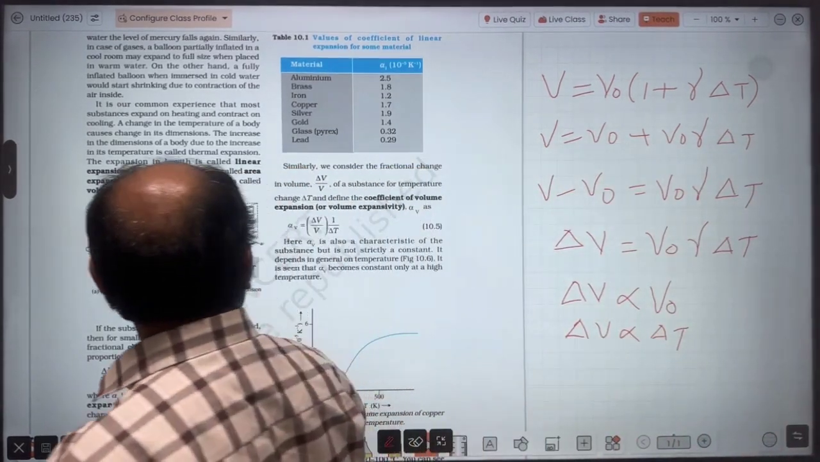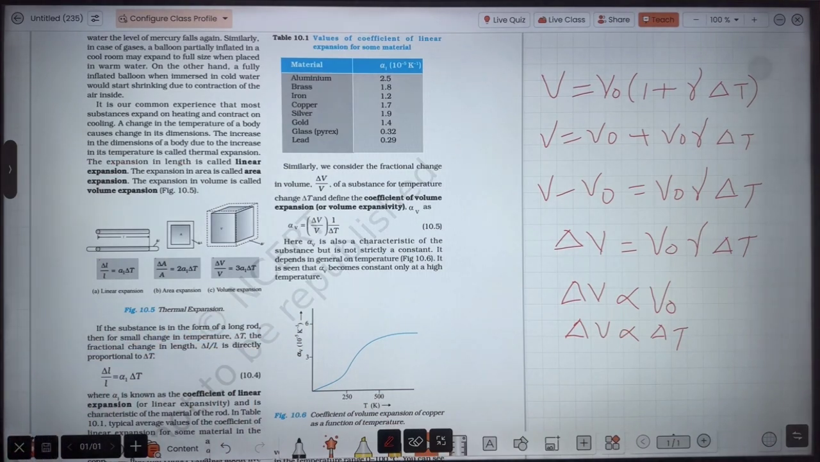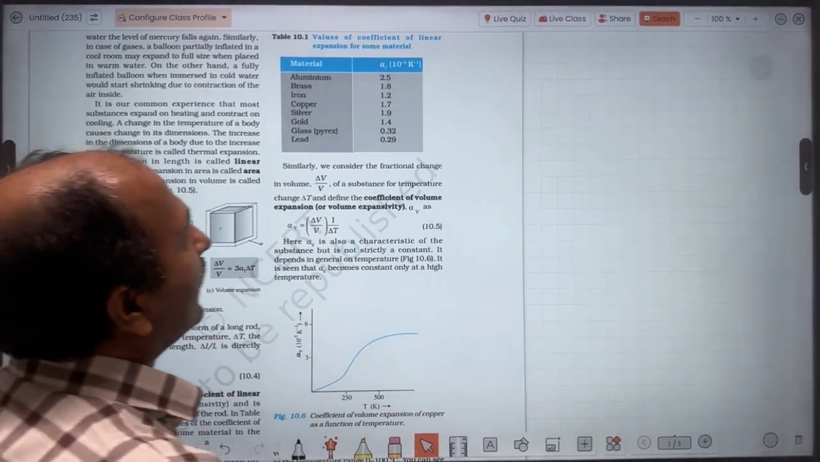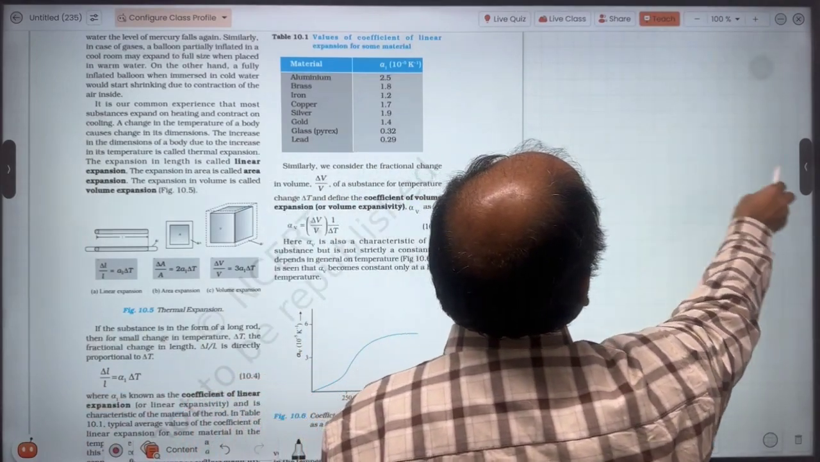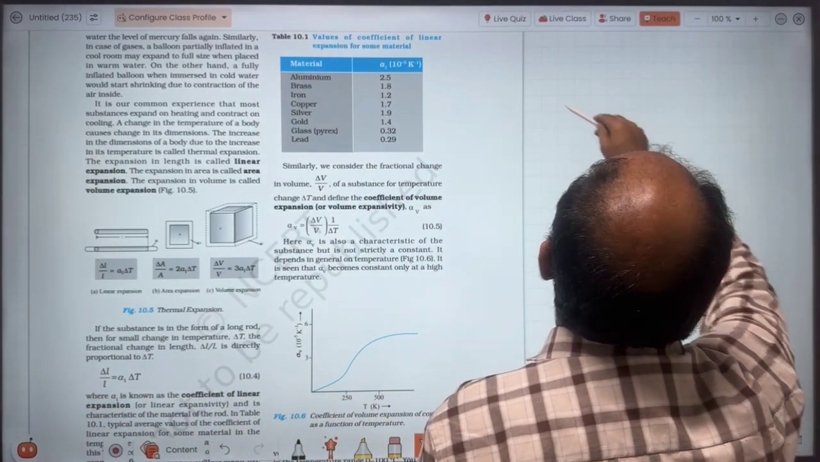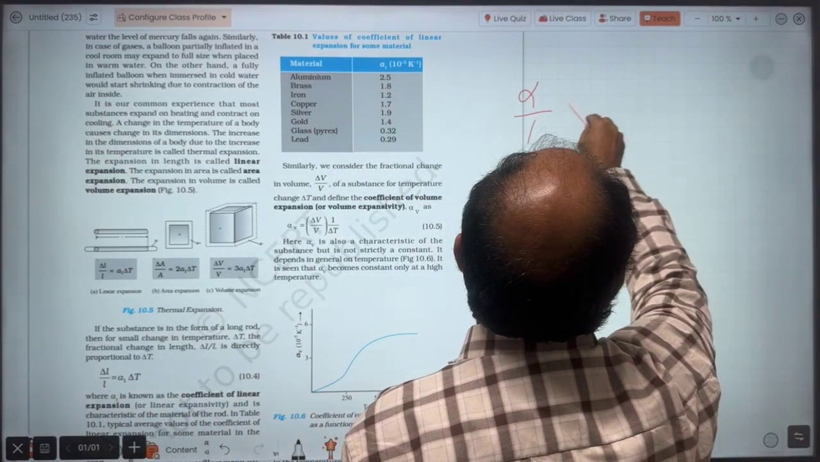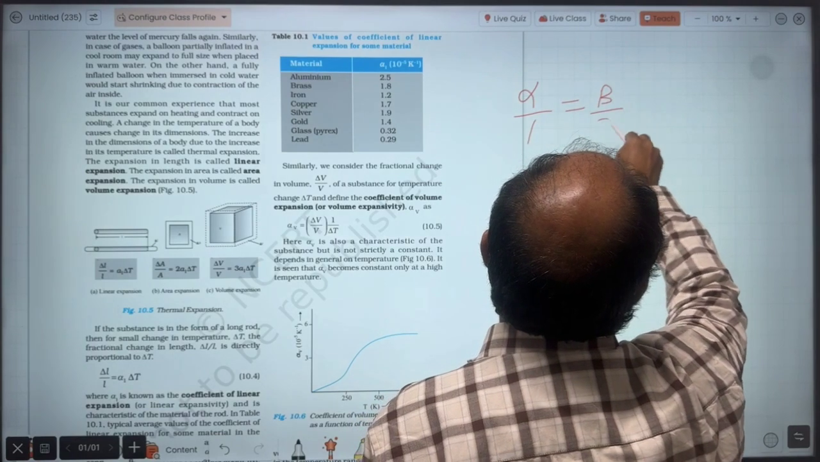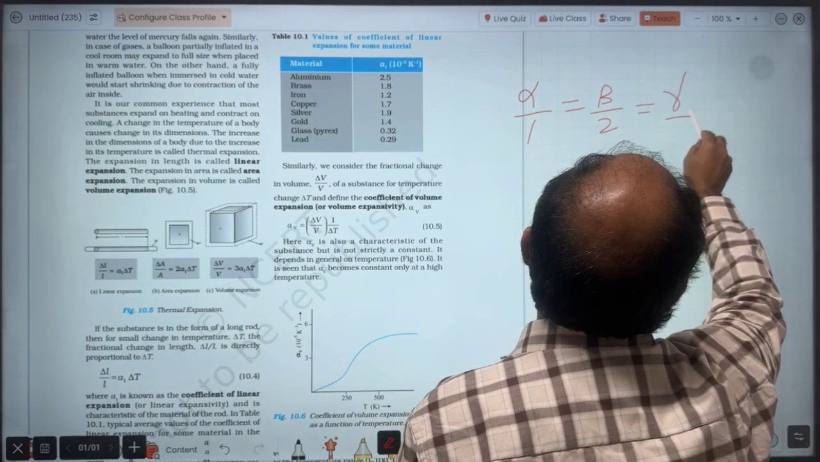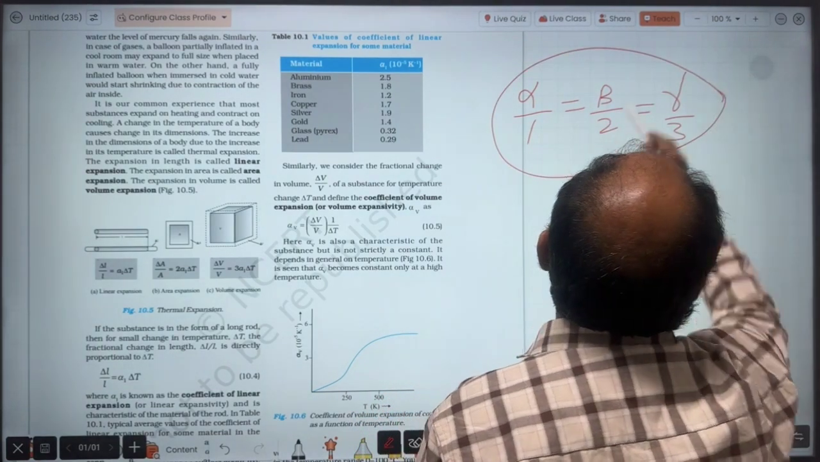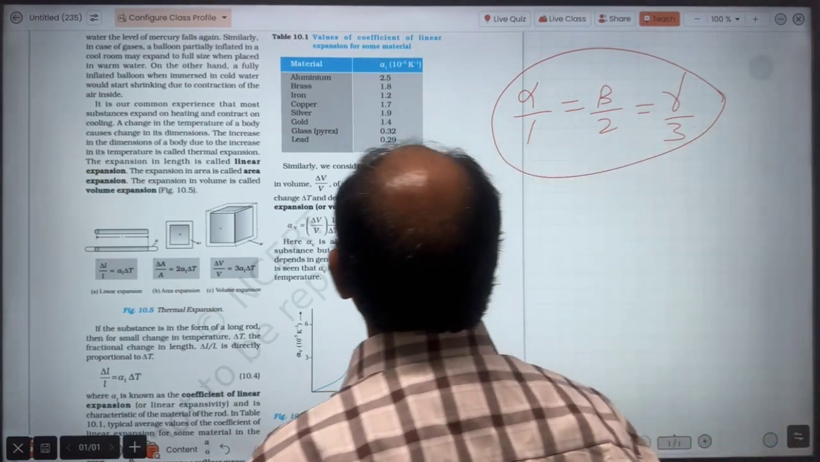Now, how are the coefficients related? So the relation is simple. Alpha upon 1 equal to beta upon 2 equal to gamma upon 3. So this relation will hold anywhere.